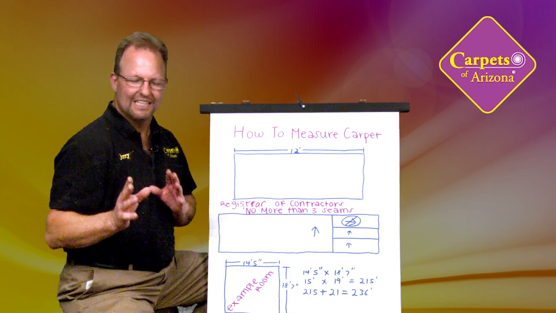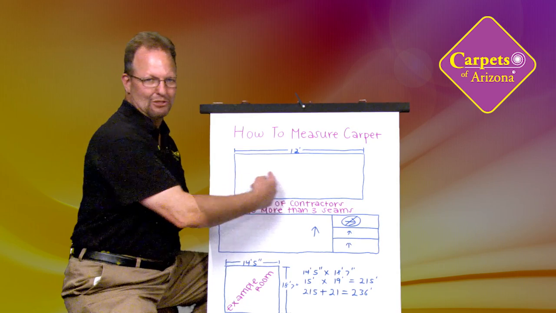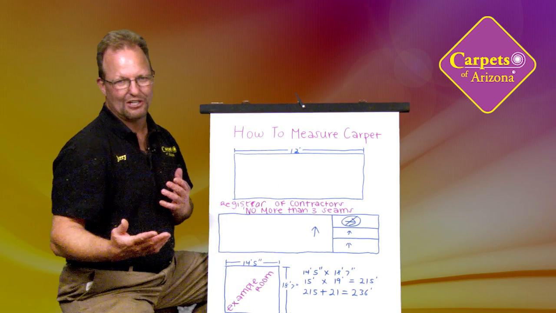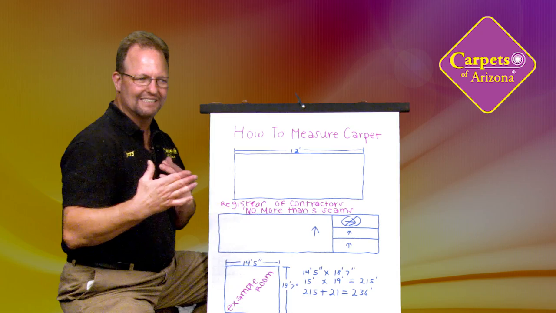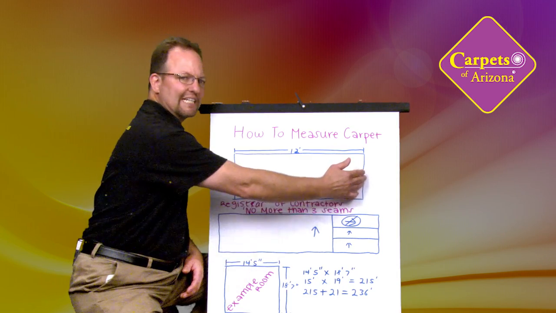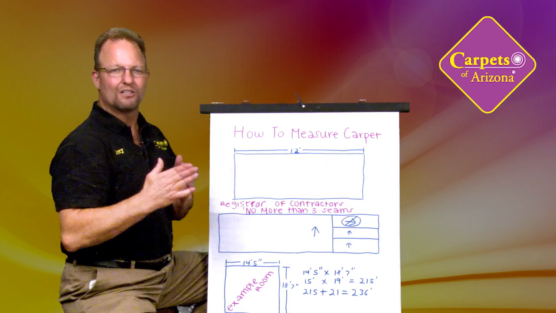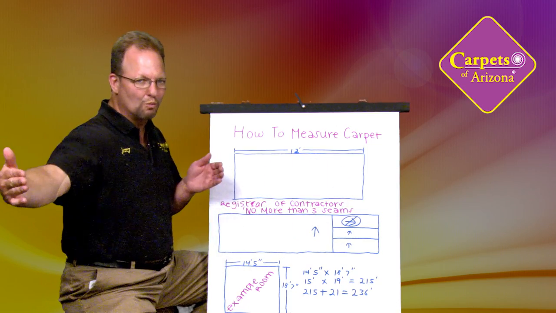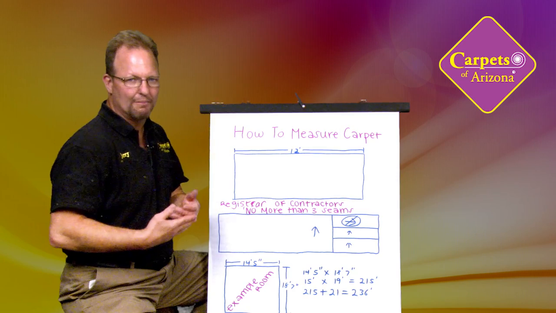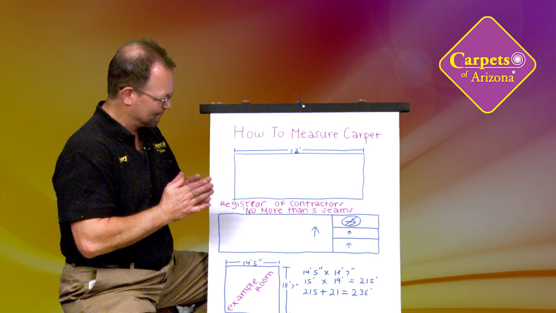But I'm going to tell you the little tricky part about measuring carpet is carpet comes in 12-foot wide goods. So the tricky part is if you've got a room that's 14 feet wide, obviously we're going to need a seam because the carpet only comes 12 feet wide. And then also you can't measure just from width to length and come up with accurate measurements. We've got to account for those seams.